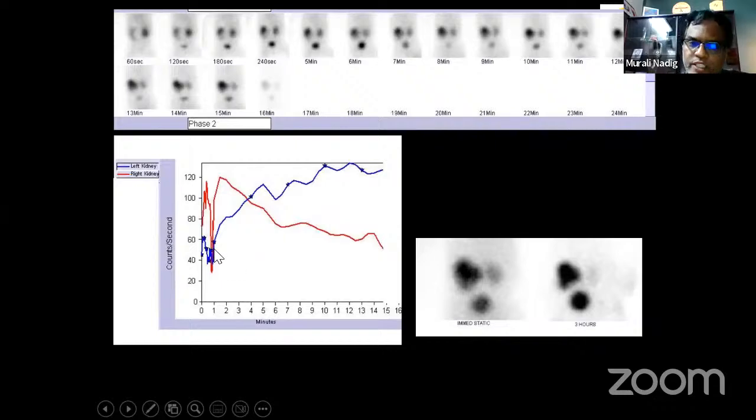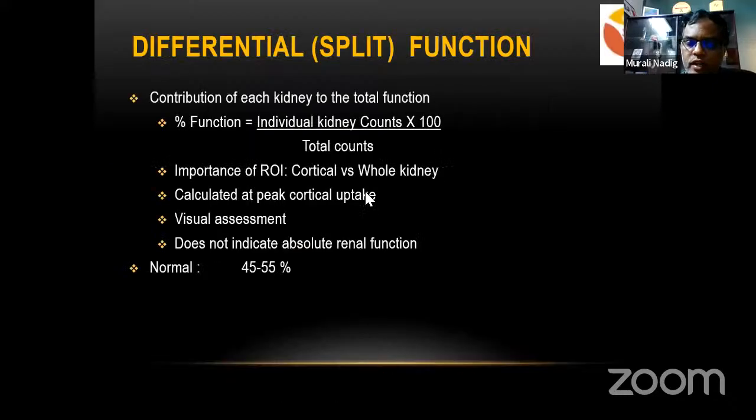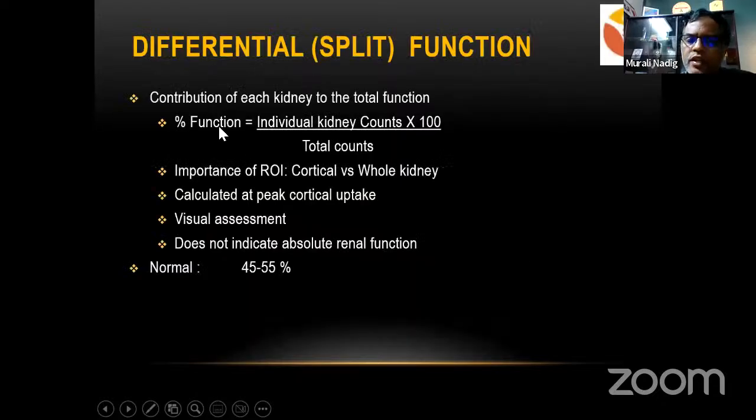So here you see the renogram curve. I follow a red curve for right and a blue curve for left. Here you can see the right curve is promptly downsloping and the left curve is going up. So this is a classical case of PUJ obstruction. And this is another case where you can see the right kidney is enlarged, the left kidney is better perfused and clearing, whereas in the right kidney there is progressive accumulation. Now, what is differential function? It is the contribution of each kidney to the total function.